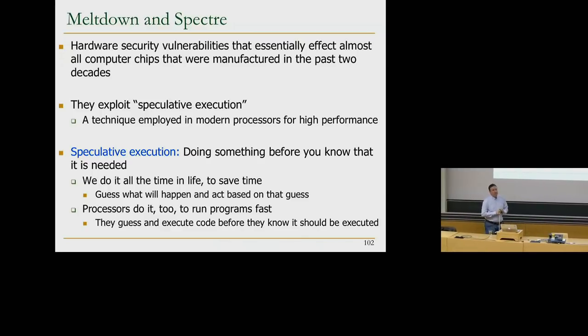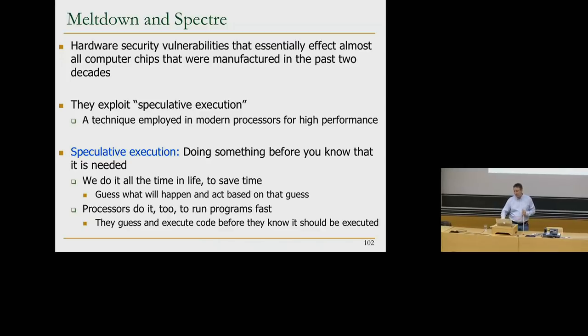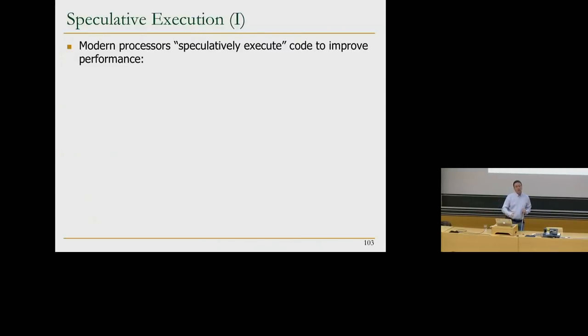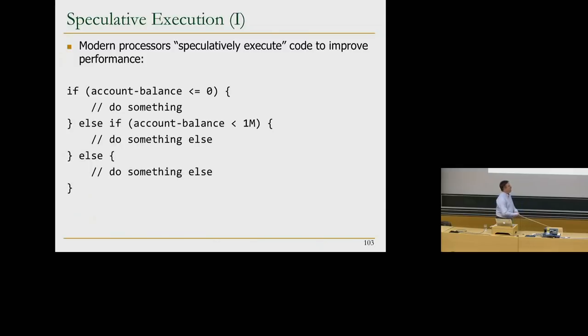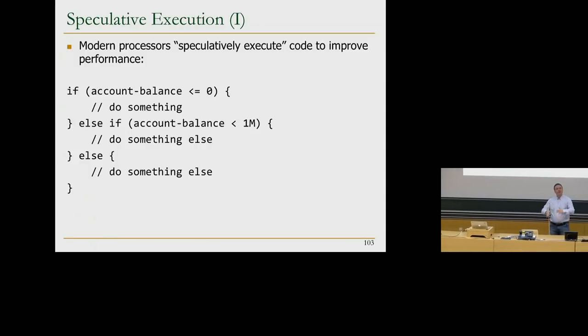And it's not because they are doing something evil, but they want to improve the performance. Here's a very, very simple example. You have something like this in some imaginary language, and you want to query your account balance. How much money do I have? You do different things if you are negative, if you have less than 1 million, and if you have more than 1 million. Just imagine for the sake of argument that querying the account balance takes a really, really long time, in computer processing terms, not in our normal lifetime.